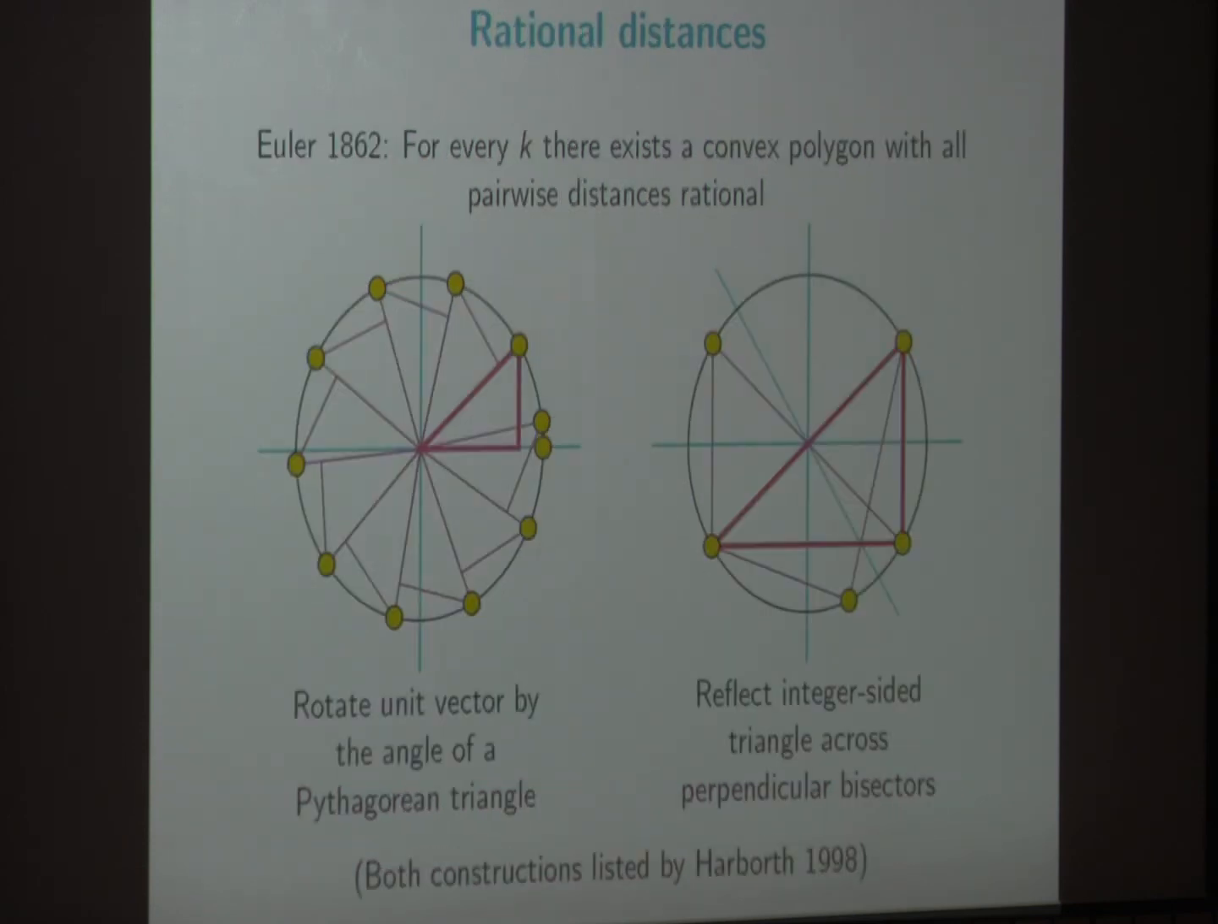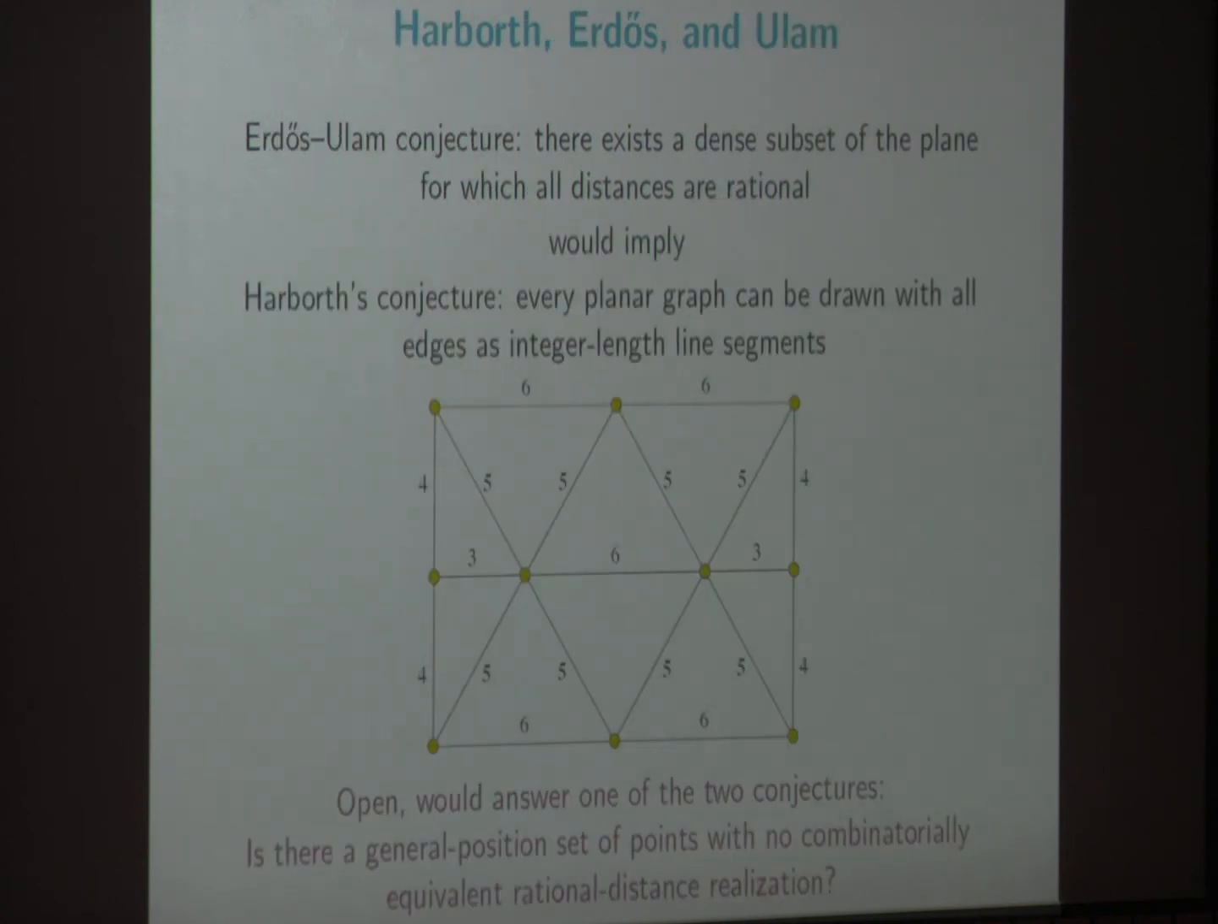Instead of asking for coordinates that are rational or integer, we can ask for distances between all pairs of points that are rational or integers. There are a lot of nice ways of generating point sets that have all distances rational, but they end up with lots of points on circles. That's really the only way we know to make big point sets with all pairwise distances rational. And so I think it's a little misleading to call this the Erdős-Ulam conjecture, but that's what it's called, that there exists a dense subset of the plane in which all distances are rational.